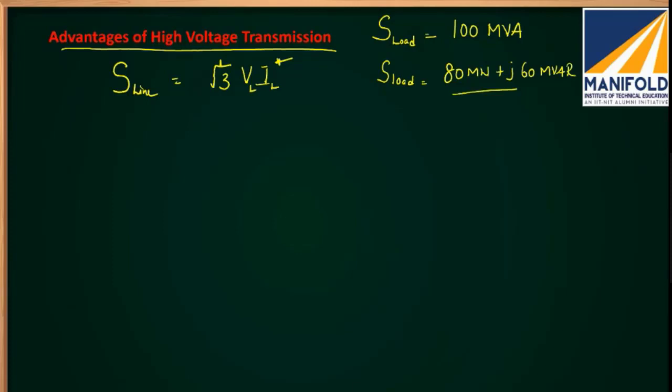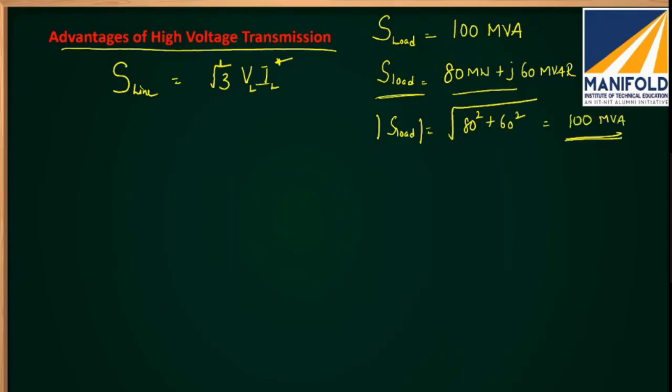Okay, that means if I write the complex power in P plus JQ form, in rectangular form, it is called complex power. When I take only the magnitude of that one, it is called apparent power. That is the only difference. If you take the magnitude of this S load, what are you going to get? Square root of 80 square plus 60 square, which is 100 MVA.